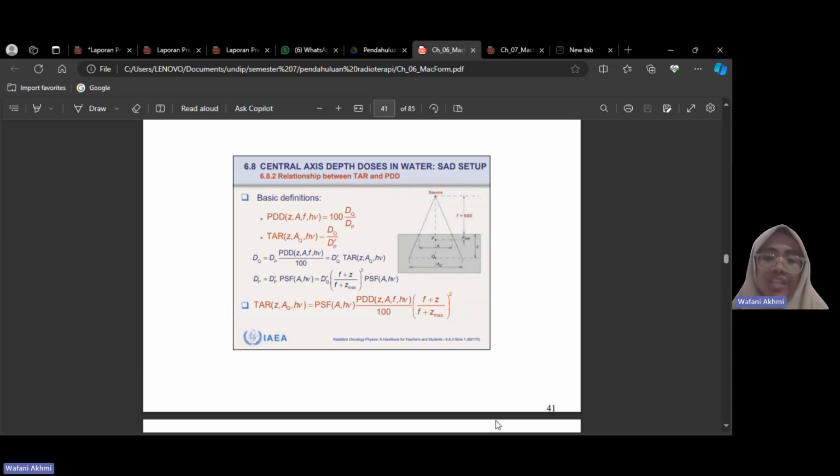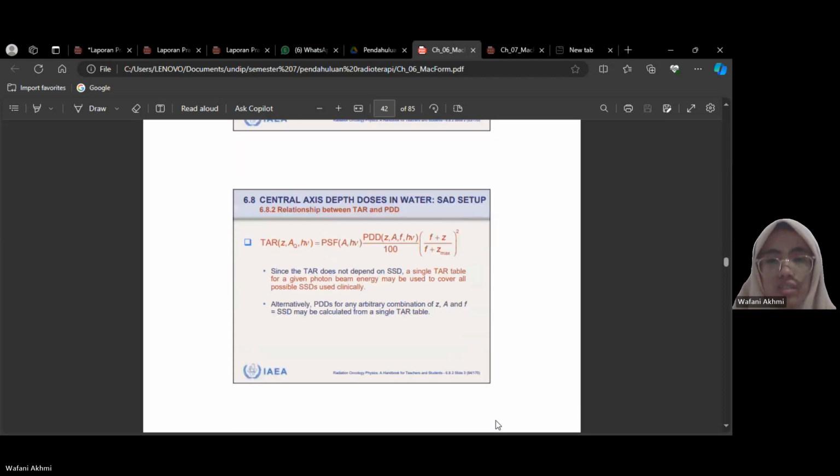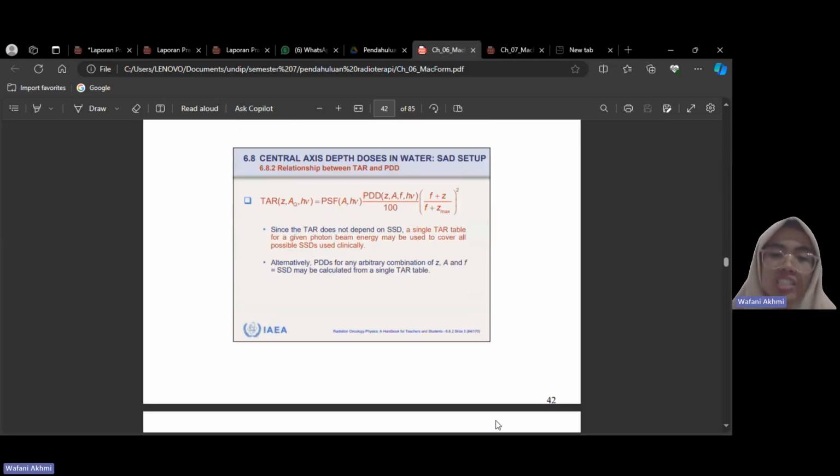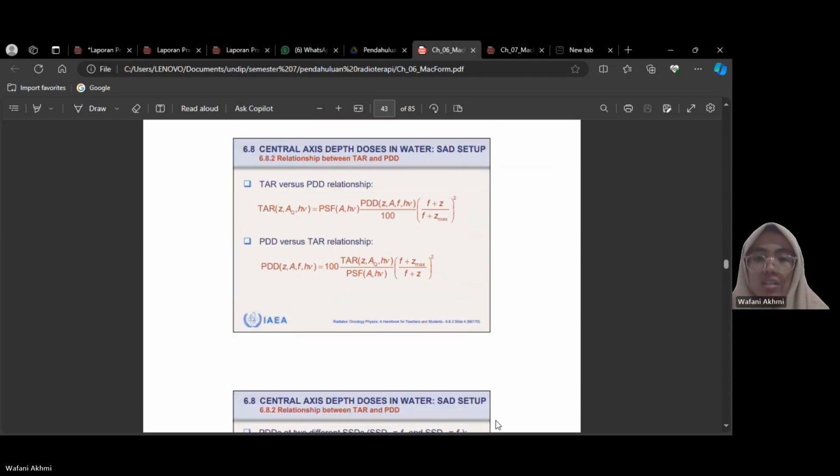Relationship between TAR and PDD. Since the TAR doesn't depend on SSD, a single TAR table for a given photon beam energy may be used to cover all possible SSDs used clinically. Alternatively, PDDs for any arbitrary combination of Z, A, and F equal to SSD may be calculated from a single TAR table.